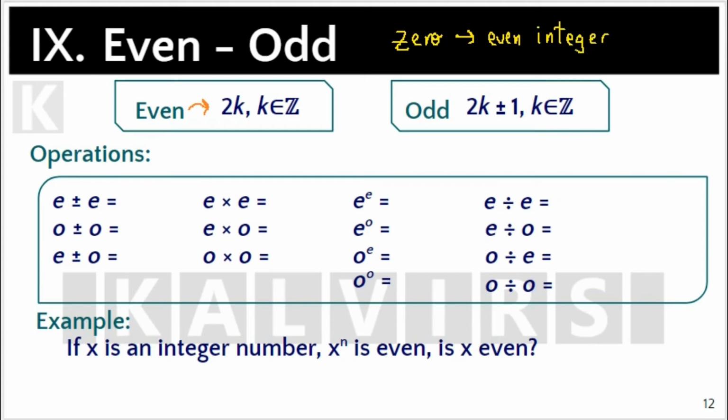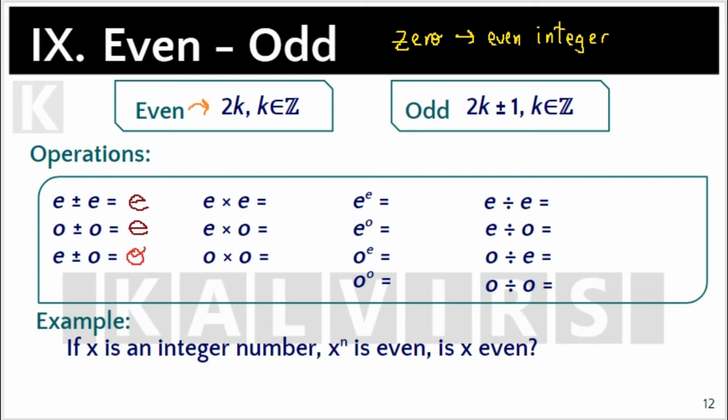Now, rules for even and odd integers. An even plus or minus an even is always even. Odd plus or minus odd is always even as well. And even plus or minus odd is always odd.